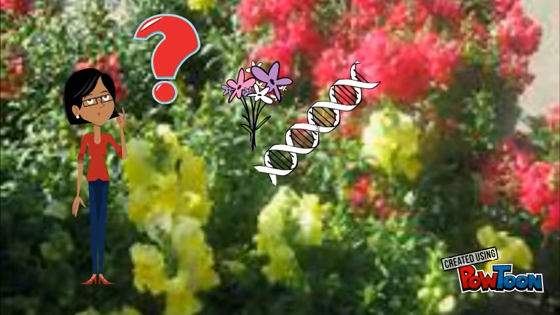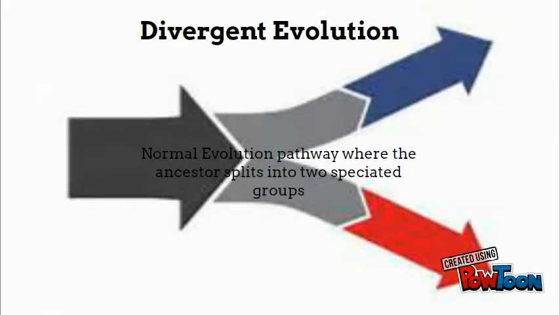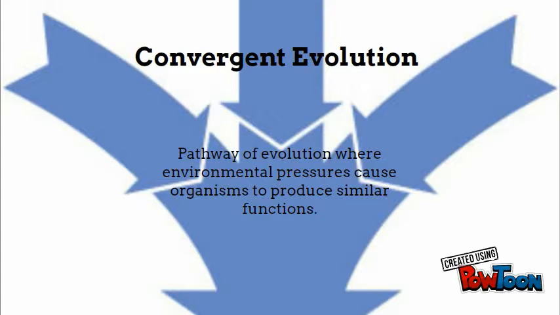Divergent evolution is the normal evolution pathway where a single ancestor diverges into two different species, and it is in contrast with convergent evolution where they gain the same function.